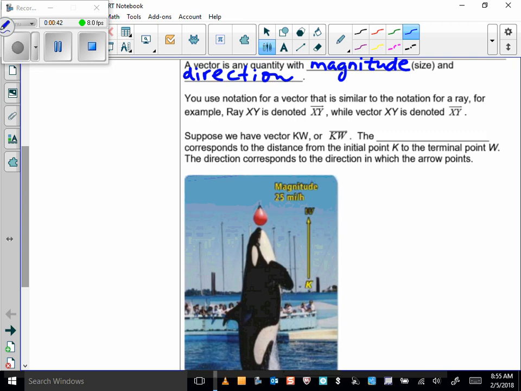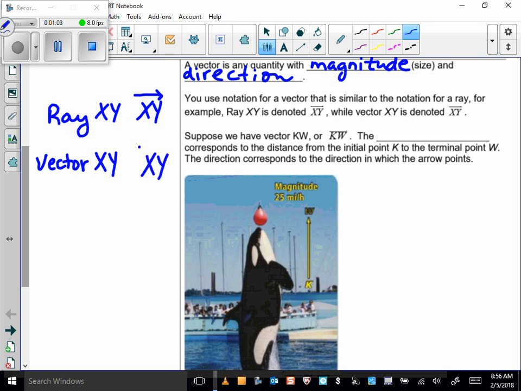It's similar to the notation for a ray. For example, ray xy, and this might be hard to see, so I'm going to write it a little bit larger over here. Ray xy, we know we use this symbology there for it. So if I'm talking about vector xy, I still put my XY and I put my arrow on the top, but the arrow just has one side. You can see it just has this one side here, not the full arrow like on the ray. Okay, so make sure you know that notation.